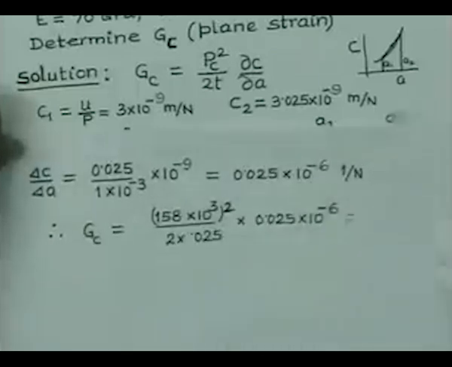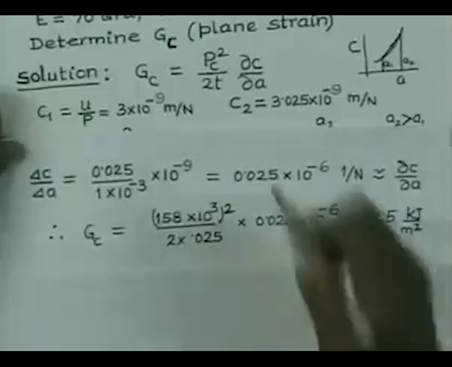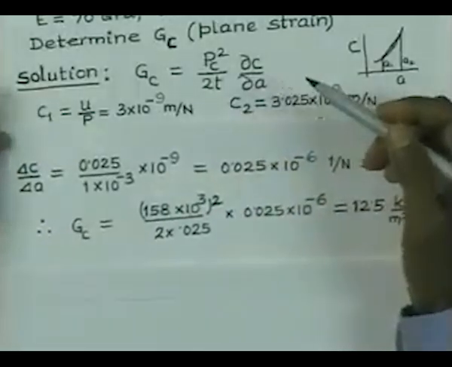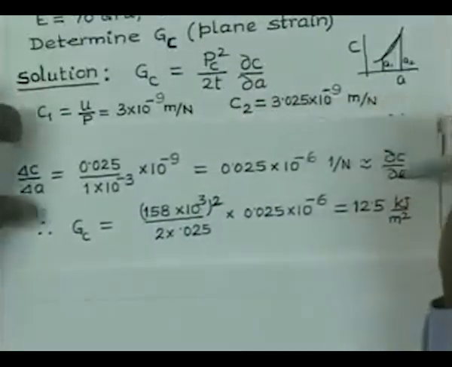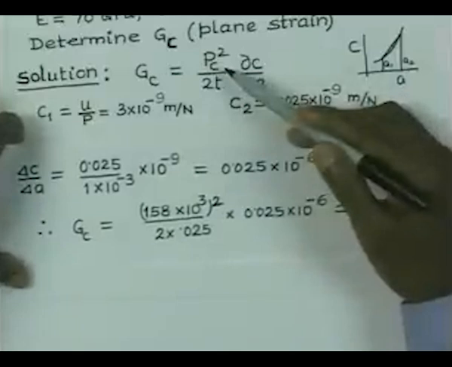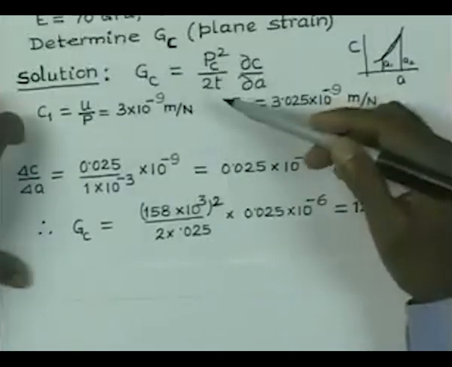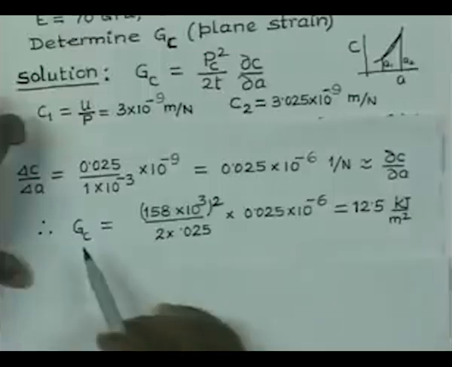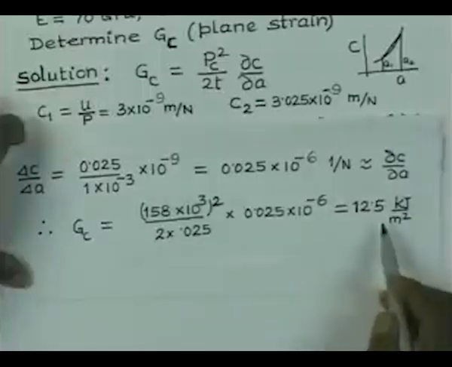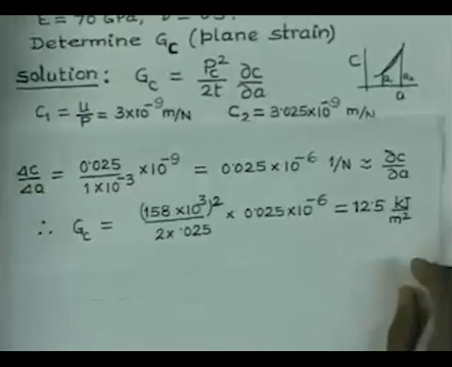So, if we now get back to this relationship, again GC equal to PC square by 2T into delta C delta A, and herein we have already obtained the value of delta C delta A. PC is given as 158 kilonewton, T is 25 millimeter. So, if we plug all these values, finally we get fracture toughness as 12.5 kilojoule per meter square. So, this is really the way the experiment is done.